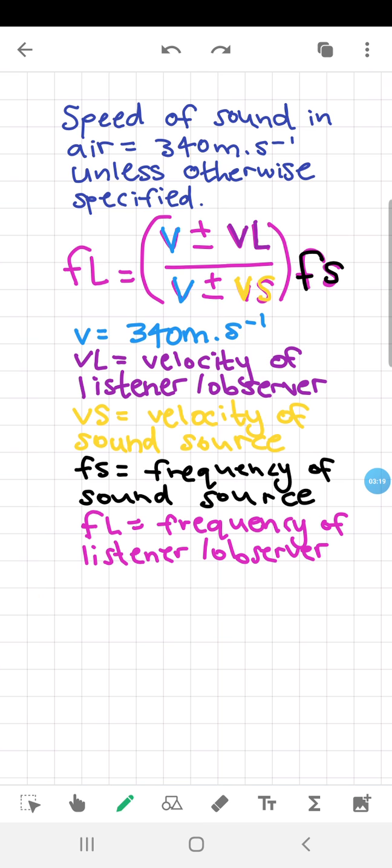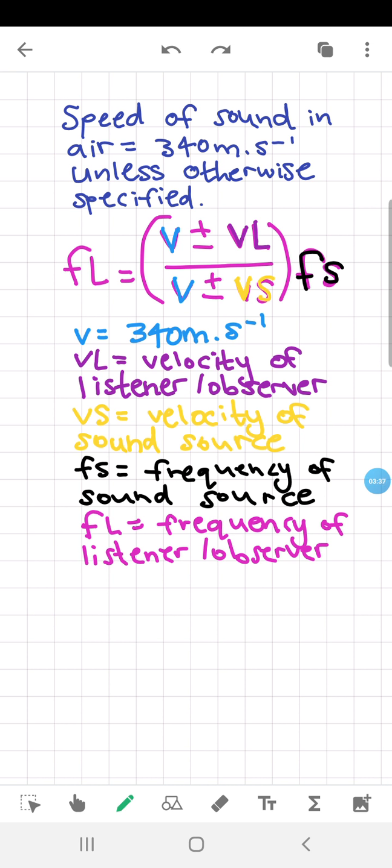It says fL is equal to (V plus minus vL) over (V plus minus vS), all multiplied by fS. So I've just written a little breakdown of what everything stands for. Please note that your V over here is always the speed of sound in air. It will always be 340 meters per second.